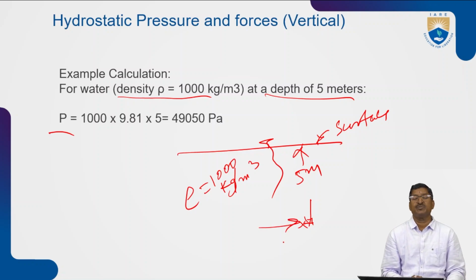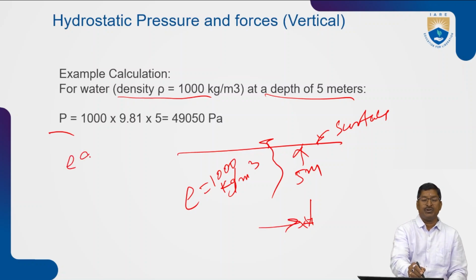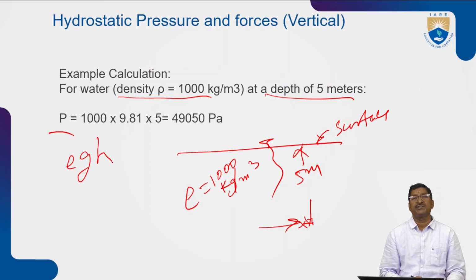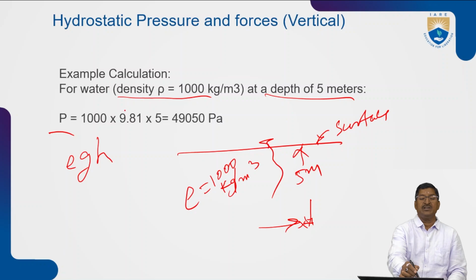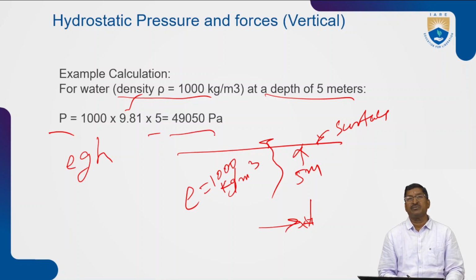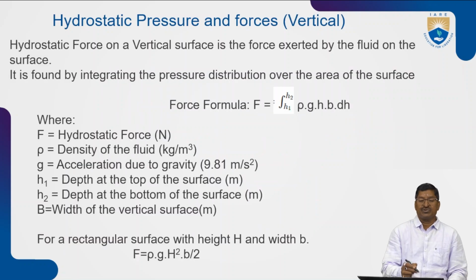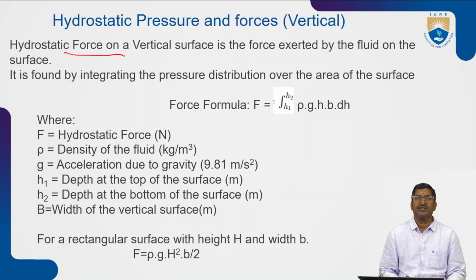Pressure at this point is nothing but rho into g into h. Rho is given as 1000 kg per meter cube, g is 9.81 meter per second square, and h is 5 meters. If you multiply this, you get 49,050 pascals or 49,050 Newton per meter square. Till now we have discussed the hydrostatic pressure, and the formula is rho g h.